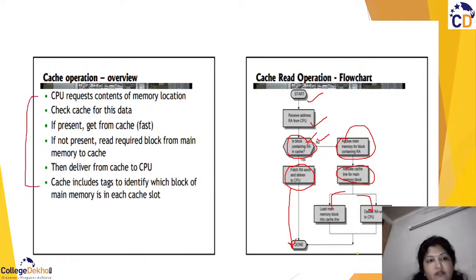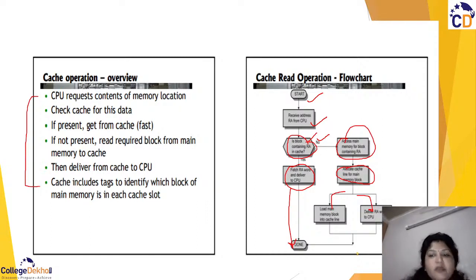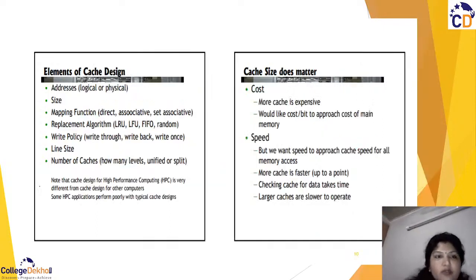It is following if and else statements also. If the page is found in the memory, it is directly fetched and delivered to the CPU. If it is not found, then it is going to search in the main memory, then shift it to the cache memory, and then the cache memory is going to provide the result.